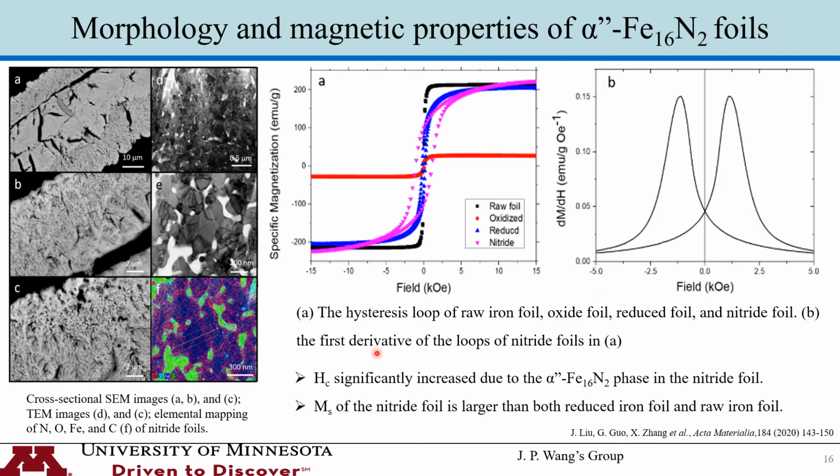So the first derivative of the nitrided loops is shown in this figure, and we can see there are no kinks, indicating that the grains are magnetically exchange coupled well, and so some unreacted region may have lower coercivity. Exchange coupling with the Fe16N2 grains can reduce coercivity. So that's why the coercivity of this foil sample is a little bit lower than that of the nanoparticle samples prepared by the similar low temperature nitriding process.